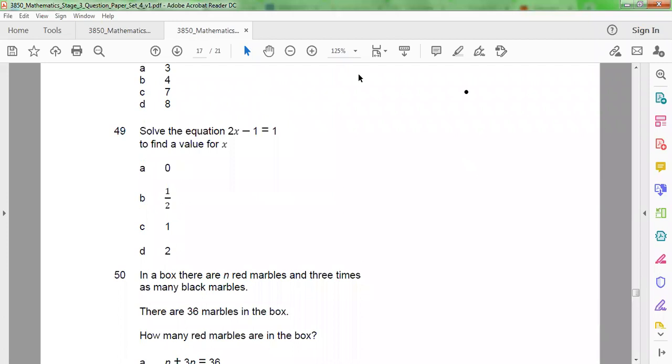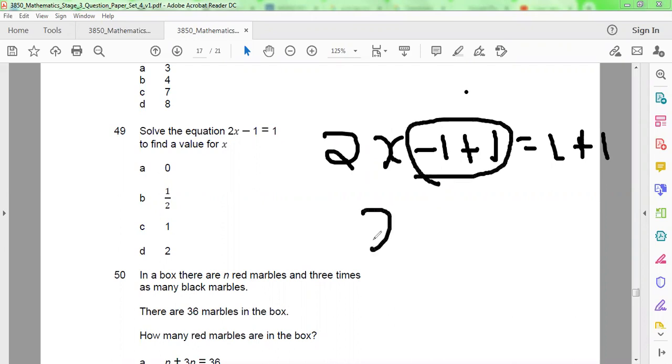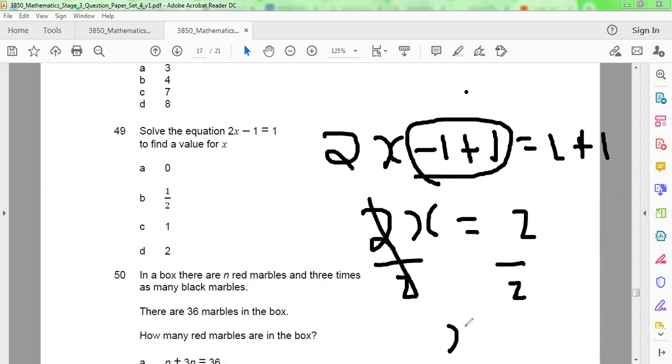Okay, 49, pretty straightforward, simple algebra. What we're going to do, we're going to add 1 on the left hand side, 1 on the right hand side. -1 plus 1 will give us 0. That's 2x. 1 plus 1 is 2. Divide everything by 2. x is 1.